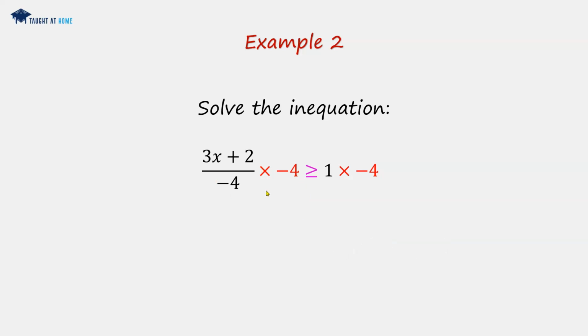These cancel out, so we're left with 3x plus 2 is greater than or equal to 1 times -4, so that's greater than or equal to -4. We can subtract 2 from both sides to remove this 2. And this is -6. So 3x is greater than or equal to -6. We can divide both sides by 3. The 3s cancel out, and -6 over 3 is -2, so x is greater than or equal to -2. And that is the solution.